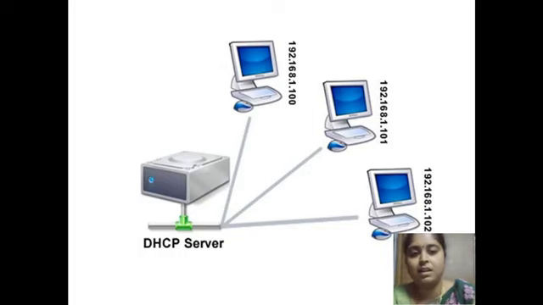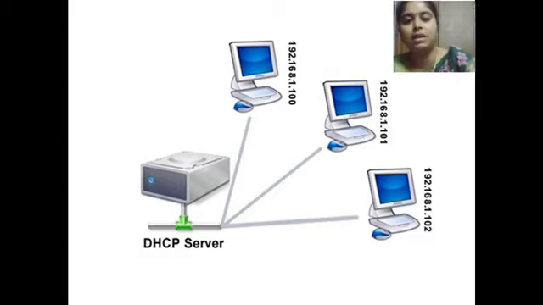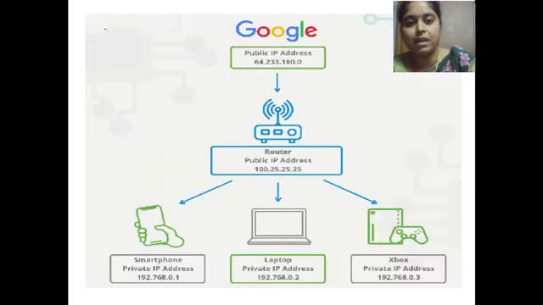Then this is the overall structure of a DHCP server. The DHCP server assigns IP addresses to all the devices connected to it. Here there are three devices, and it assigns three IP addresses, one to each and every device.